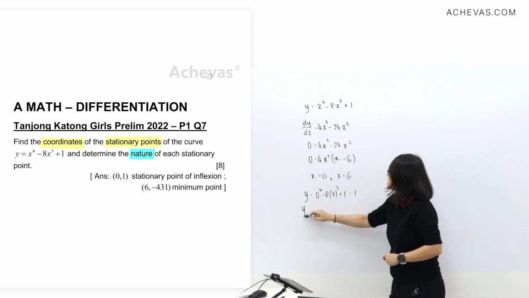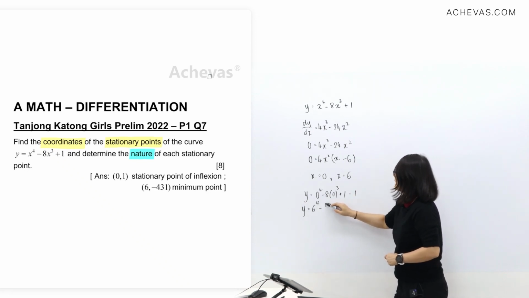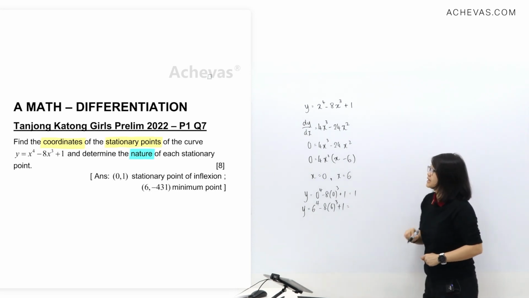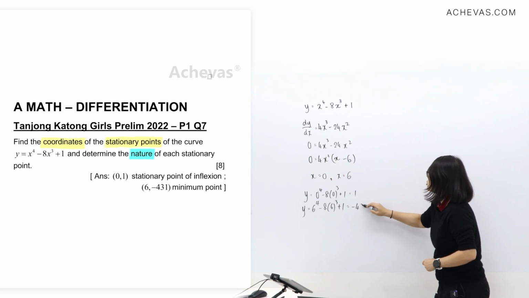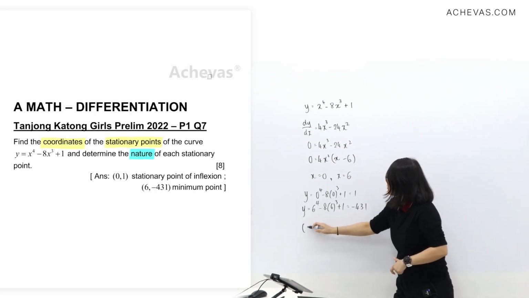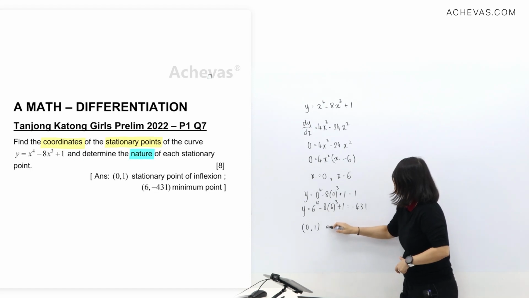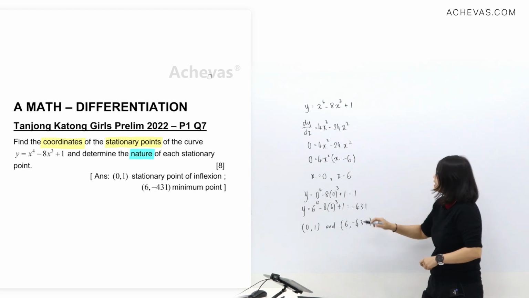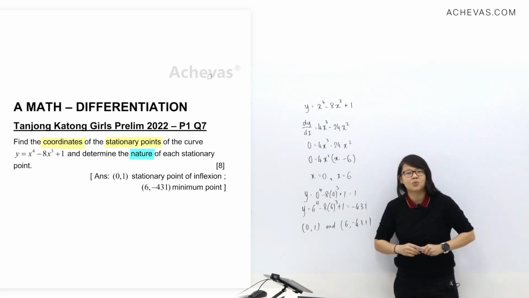Next, let's put 6 in. 6 power 4 minus 8 times 6 power 3 plus 1. This will give me the answer over there, which is negative 431. Let me put them in coordinate form. I will have (0, 1) and also (6, negative 431). We have completed our task number 1.